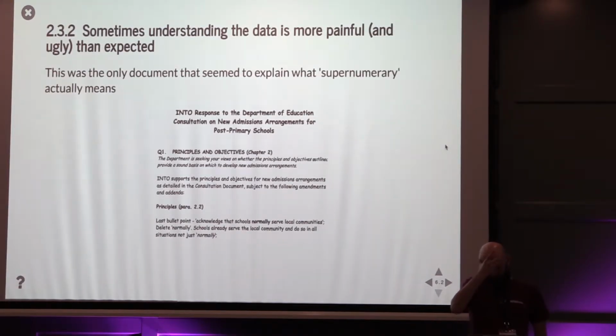Yeah. So sometimes understanding the data is more painful and ugly than expected. This was the only document that I could find, about 80 pages long, that would actually explain what supernumerary means in the Northern Ireland educational context. I should have just gone with my gut. It means extra. But as a side note, if any of you are preparing policy documentation for any situation whatsoever, do not, under any circumstances, use Comic Sans.